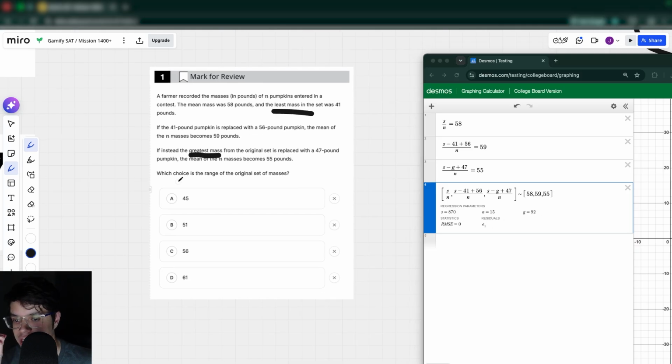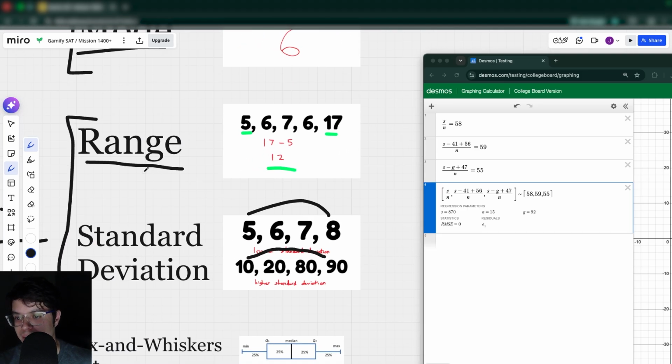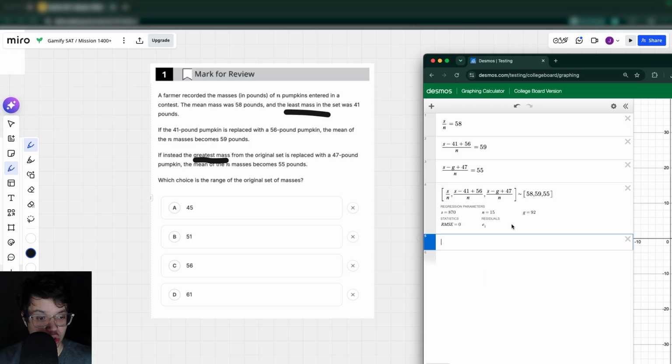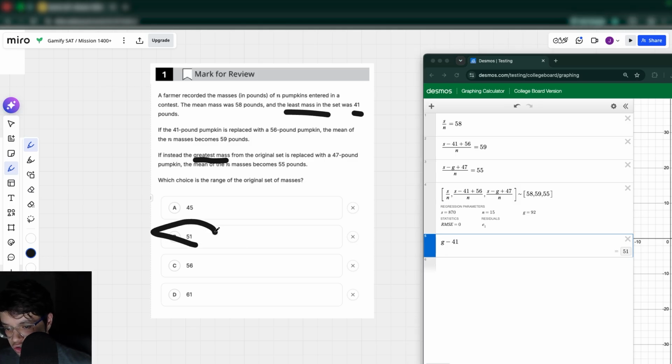It says, what is the range of the original set of masses? As a reminder, range is a measure of spread, so it's the biggest minus the smallest. So we could just take the biggest thing here, which would be equal to G, 92, and then minus the smallest, which it told us was 41. So minus 41 would be equal to 51. 51 is an answer choice, so I select that.